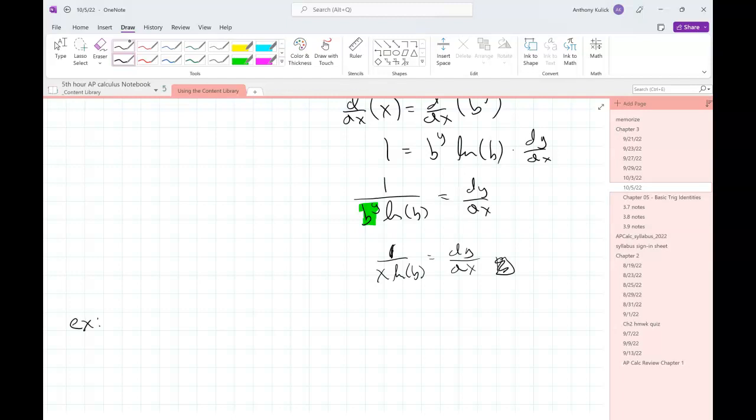So just to run through a couple of examples. Let's say I have y equals the natural log of x cubed plus 1. What do we see here? Chain rule, right? What's the outside? The natural log. What's the inside? x cubed plus 1.